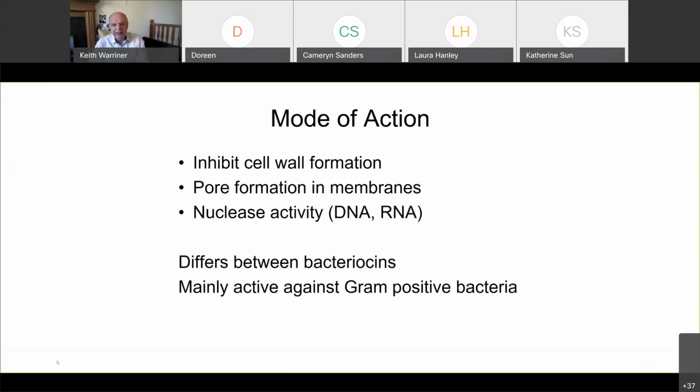As I mentioned, these bacteriocins act in lots of different ways. Some bind to cell walls, so like antibiotics, they inhibit that. Some cause pore formation to dissipate the proton motive force, and others bind to nucleic acids. And it all differs, and it's mainly towards gram-positives, because gram-negatives have this outer membrane outside the cytoplasmic membrane which provides protection.